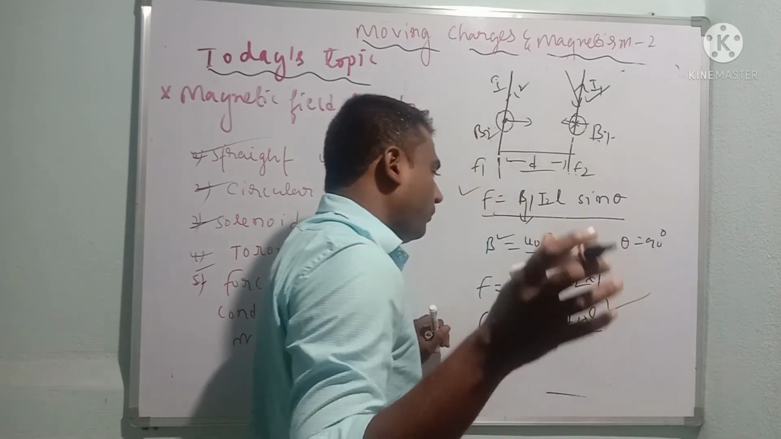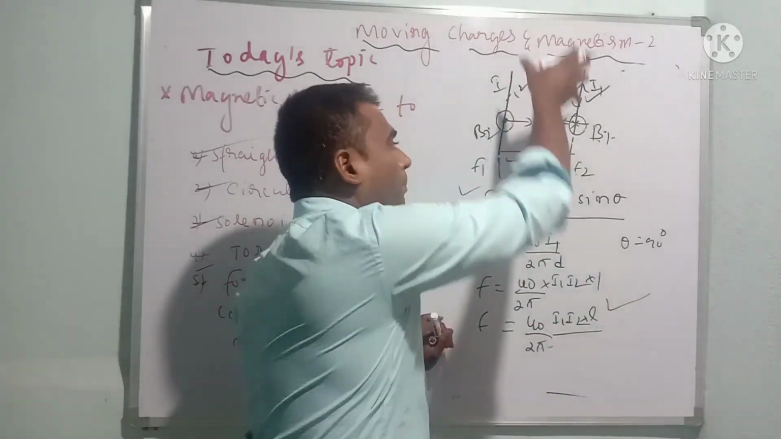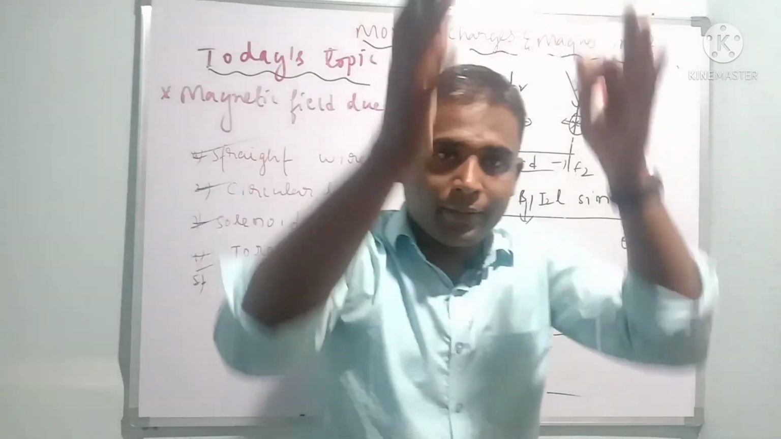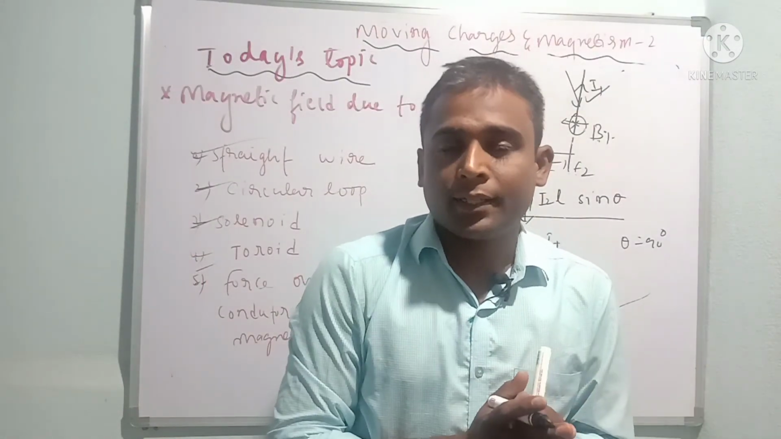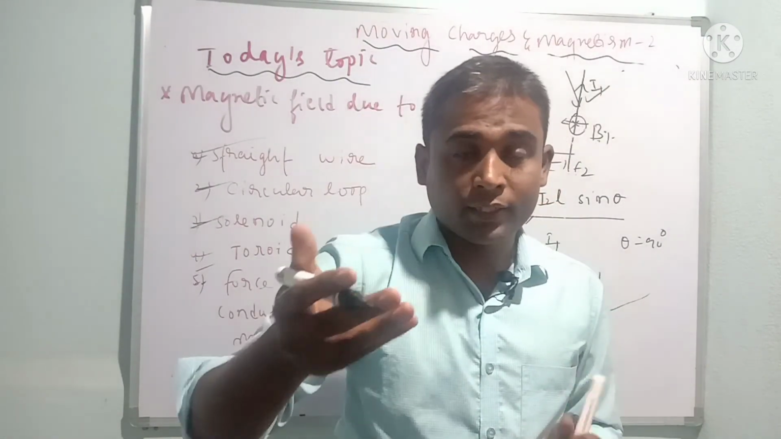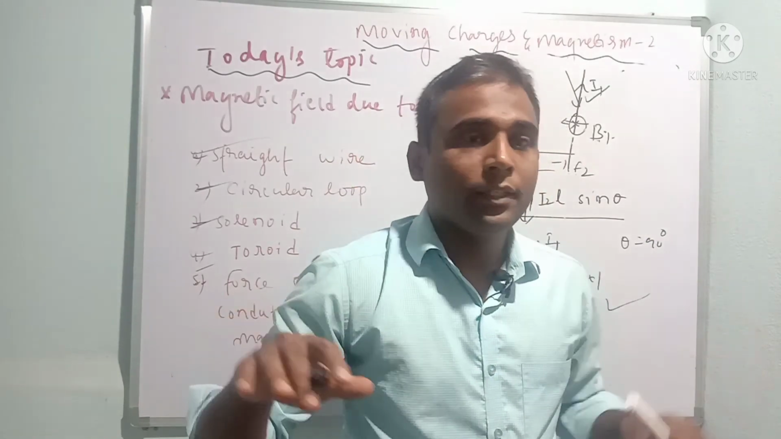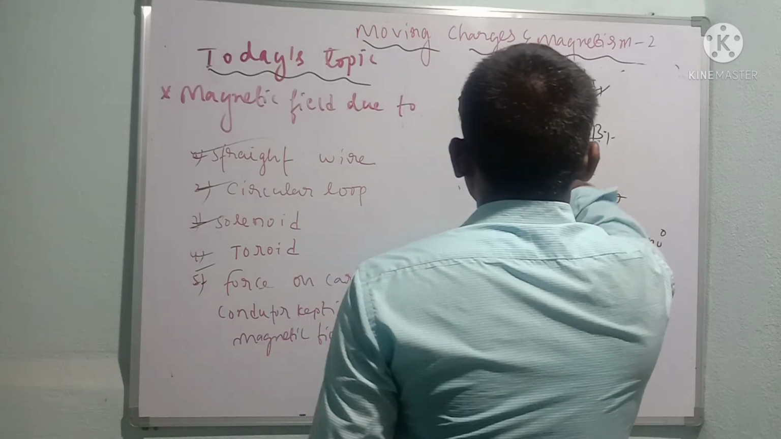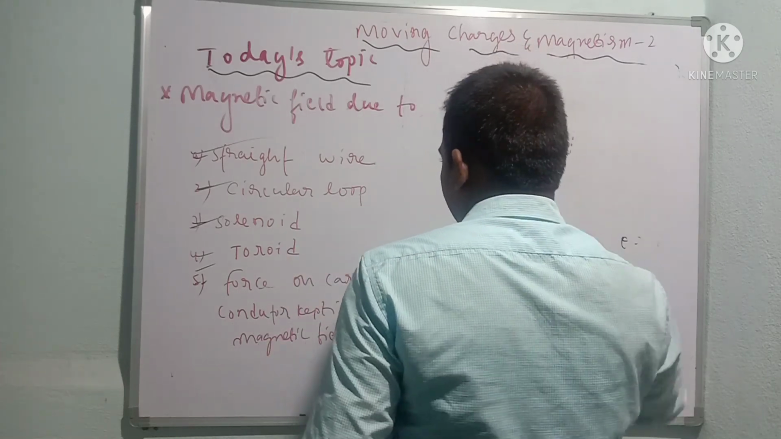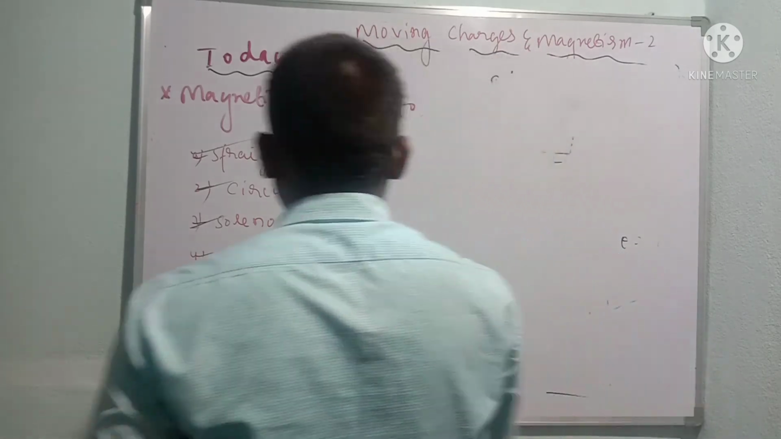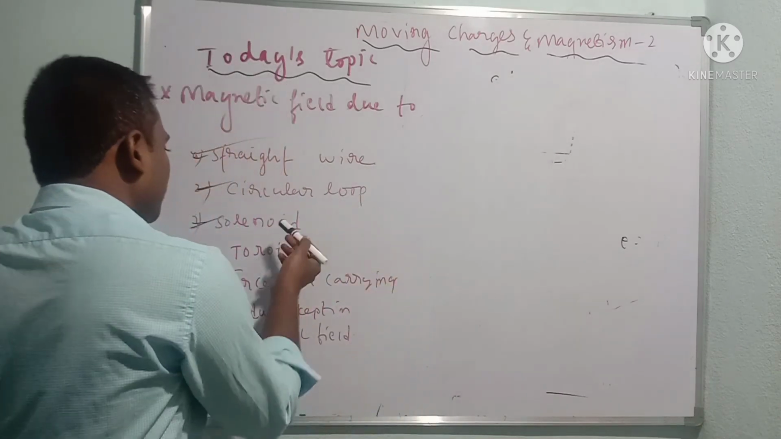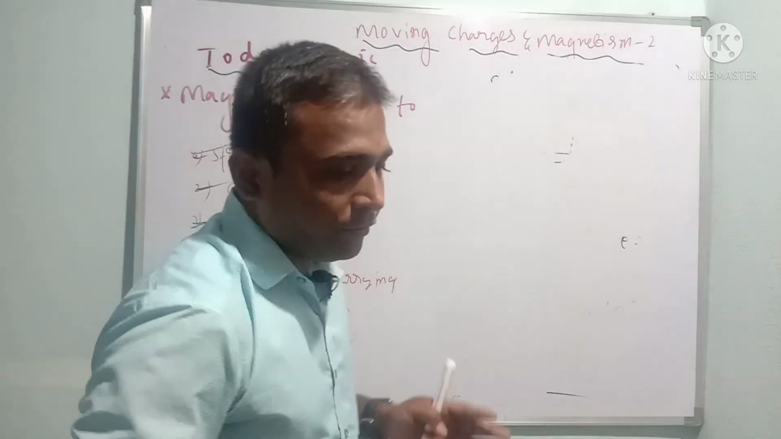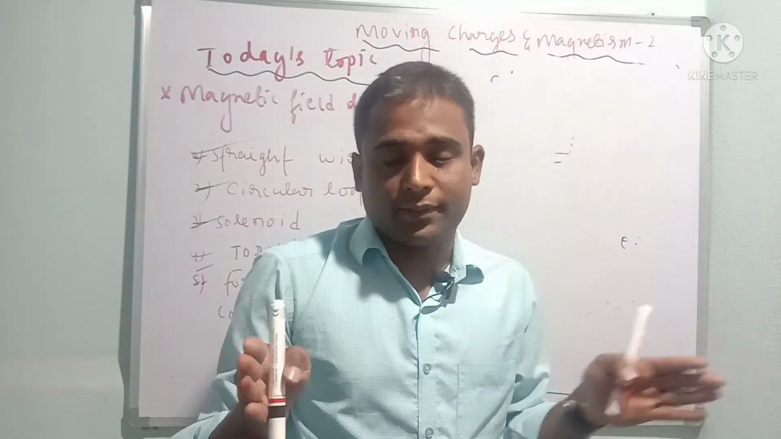This is the force between two parallel conductors. If they are carrying current in the same direction, they are going to attract. If they are carrying current in opposite directions, they are going to repel. This is all we understood in this class: the magnetic field due to a straight wire, circular loop, solenoid, toroid, force on a current carrying conductor, and also the force between two parallel conductors.